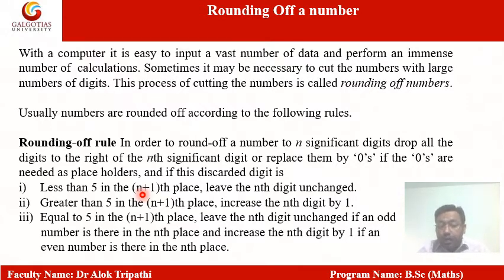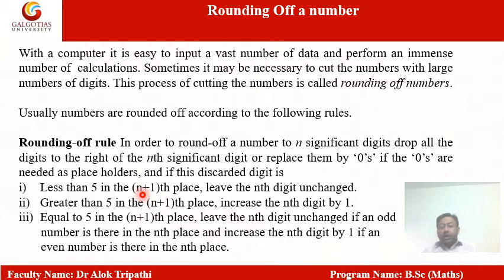We have to apply our second rule, which is greater than 5 in the n plus 1th place. Then increase the nth digit by 1. Since we are having 6 at the fifth place, therefore we will leave 6 and increase 2 by 1 because it is at the fourth place. So number becomes 49.53.